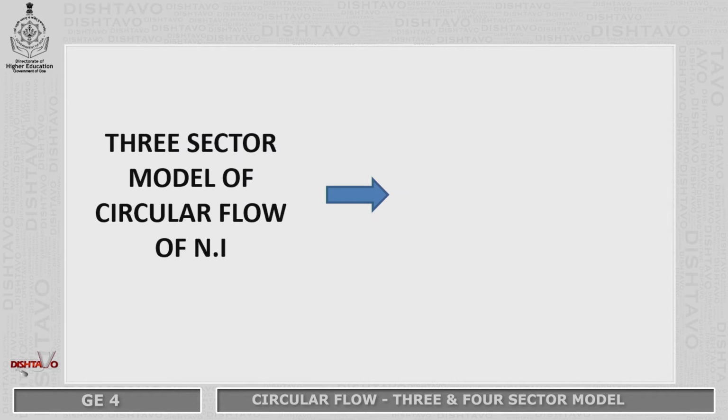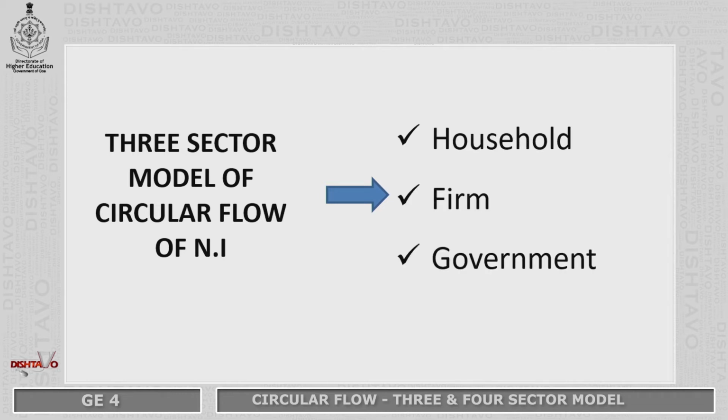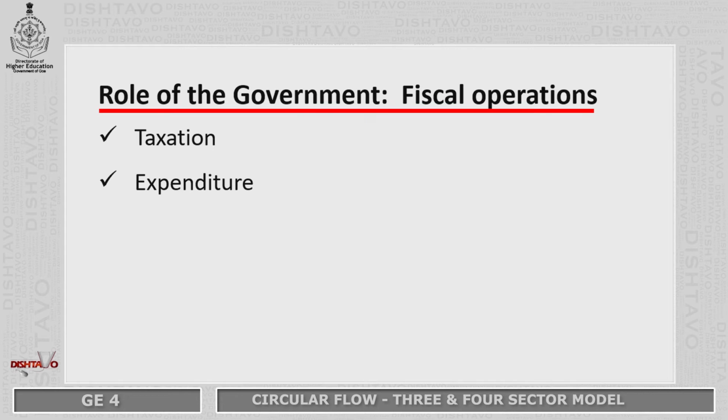This is considered to be an improvement over the 2 sector model. The problem with the 2 sector model was that it had several limitations, and one of those limitations was the fact it restricted income circulation between 2 sectors, the household and the firm. So the 3 sector model includes the operations by the government. How does income circulate between the government on one hand and the household and the firm on the other?